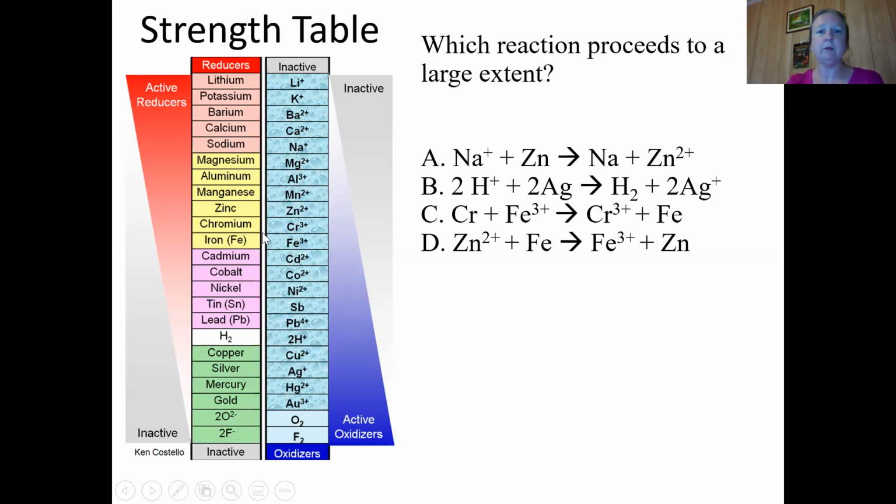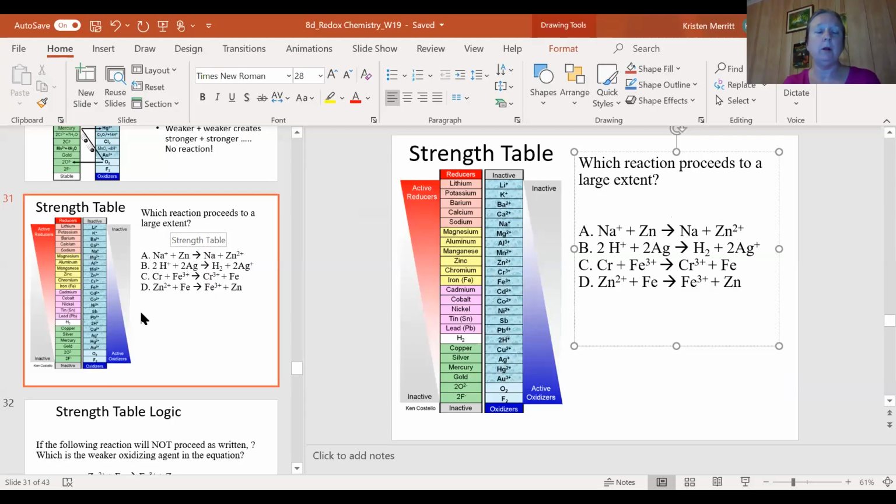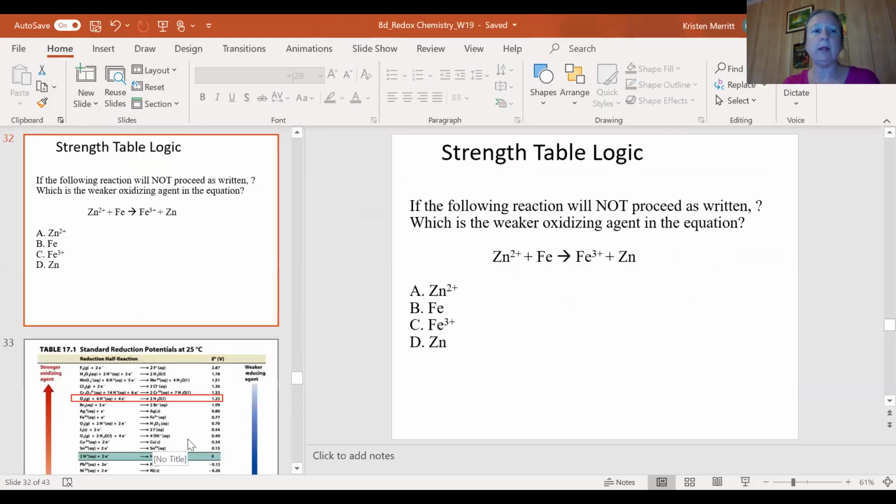But zinc ion and iron. Here's iron and here is zinc. So iron metal is trying to make zinc metal. No, it cannot go up. Iron is a weaker reducing agent than zinc, so D will not happen because iron cannot make zinc. It's a stronger reducing agent. So that's really how you determine, will a reaction happen?